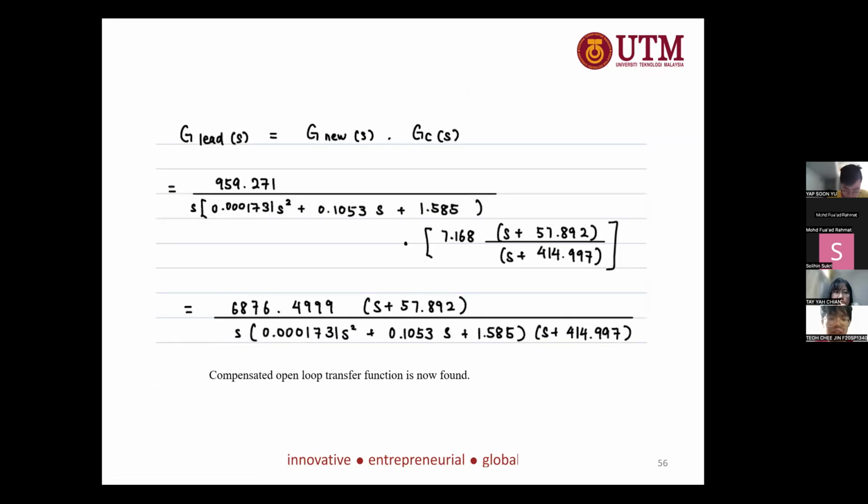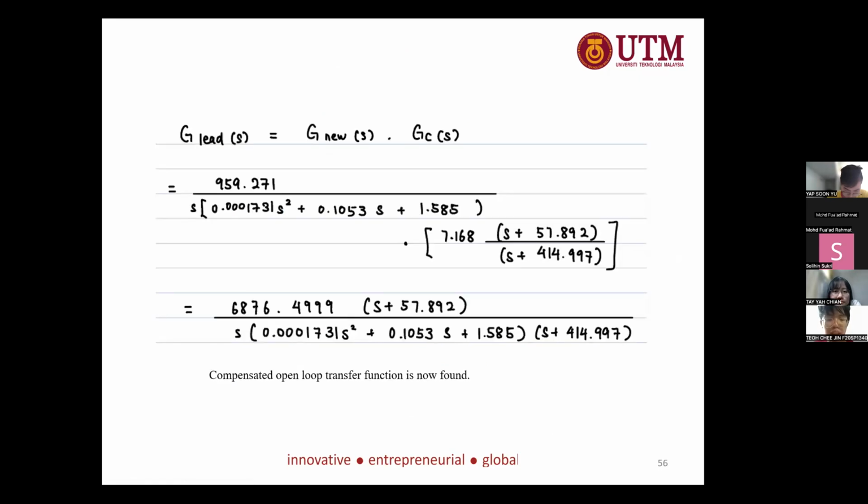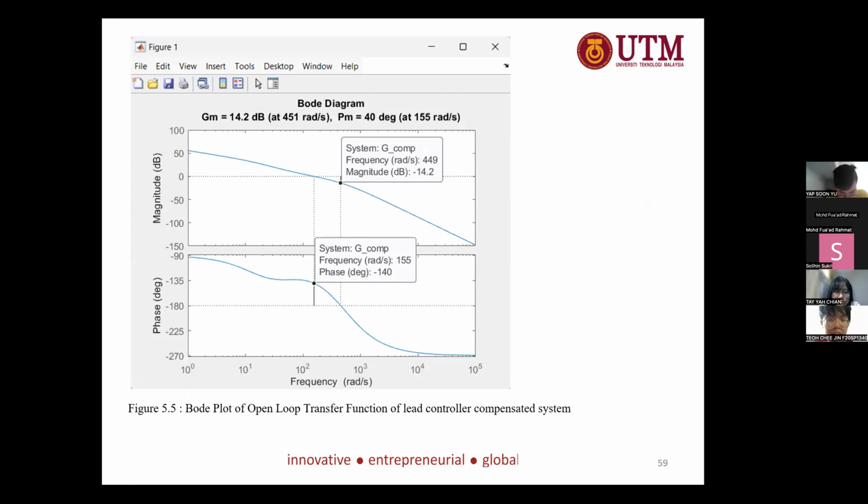And now the ultimate G lead in the form of transfer function is to multiply the value of G new together with the GC. And in the end, the gain value is 6.8 thousand for the K value. And we substitute this value into the MATLAB to obtain the Bode plot. And this is the Bode plot.